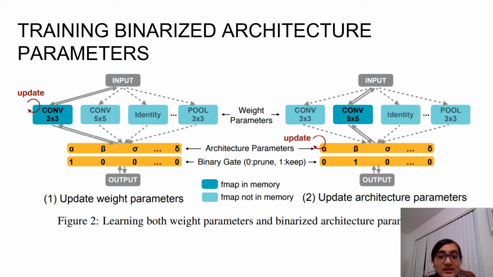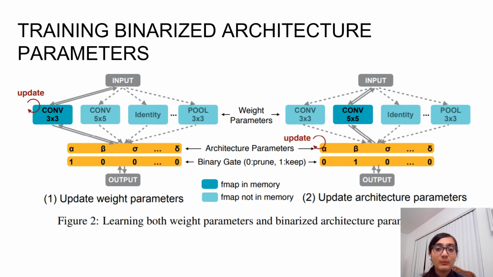When you consider the weight parameters, you update them based on the binarized gate function. So at this time, you first freeze all the architecture parameters when you have to update the weight parameters. But the second option is learning with binarized architecture parameters. When you have to learn with binarized architecture parameters, the goal is to update the architecture parameters. So the weight parameters are frozen in this case, and when the weight parameters are frozen, we reset the binary gates and update the architecture parameters on the validation set.